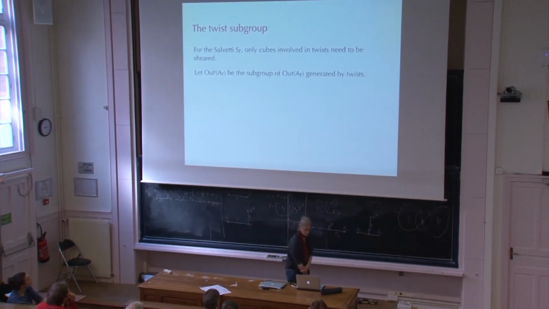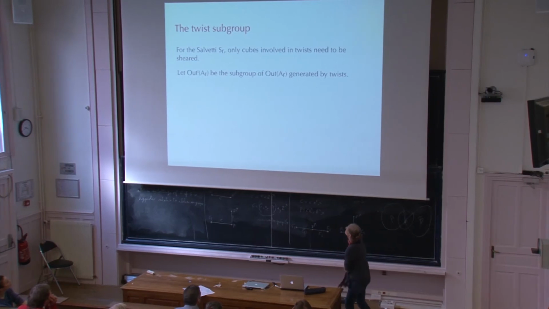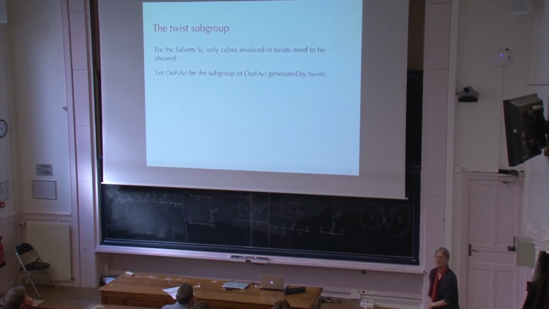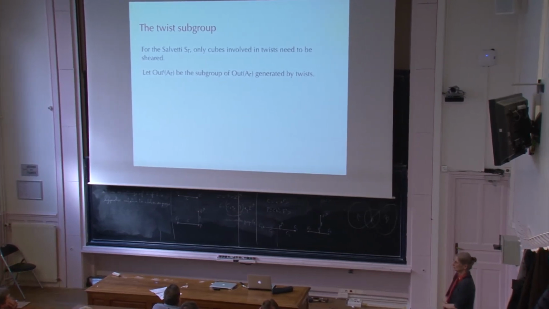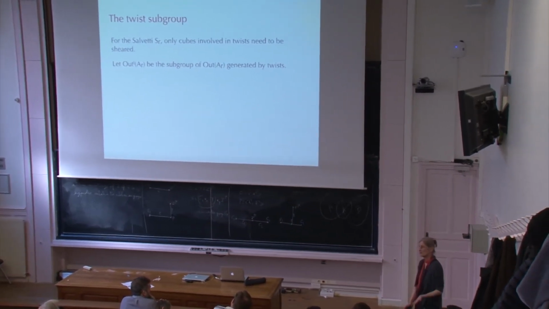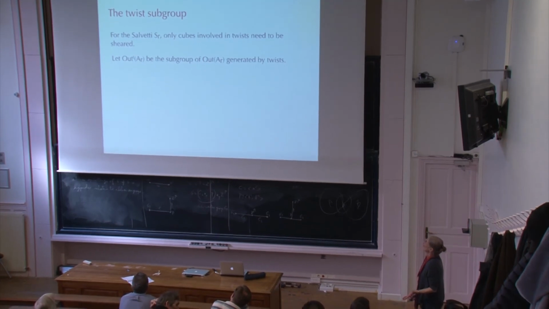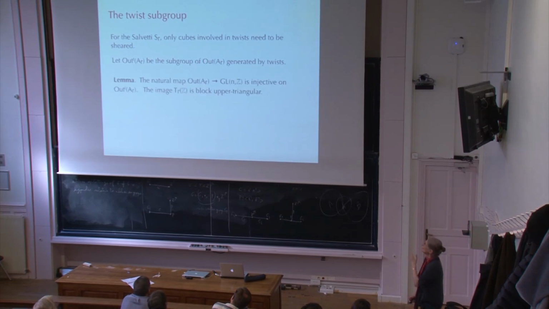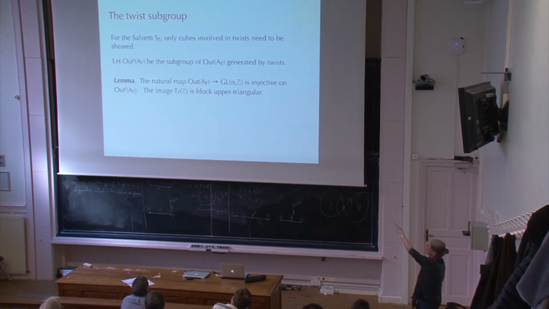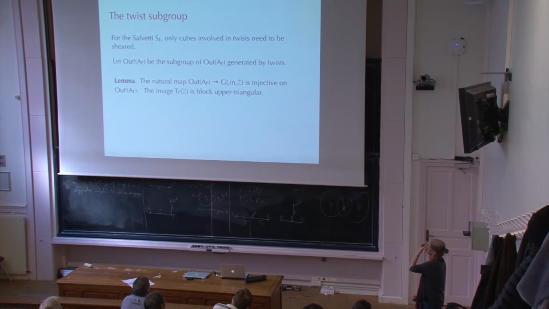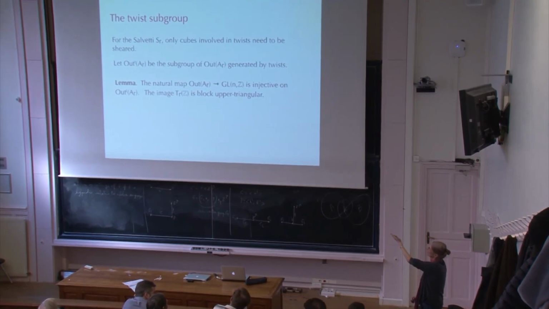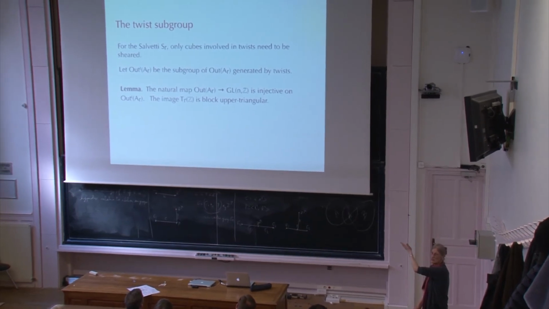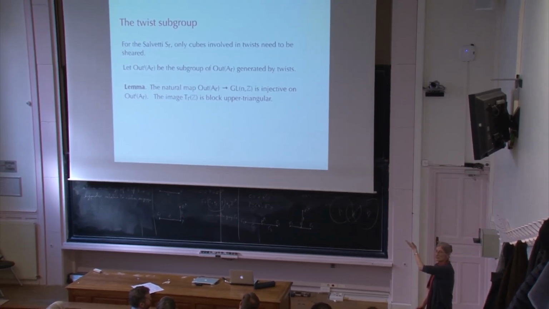Okay, so what kind of metrics can you get by shearing? Turns out you can describe exactly what metrics you can get. Shearing is governed by twists. And it turns out that when you map Out(A_Γ) to GL_n(Z) and look at the twist subgroup, that map is injective on the twist subgroup. So you can see the twist subgroup as a subgroup of GL_n(Z).